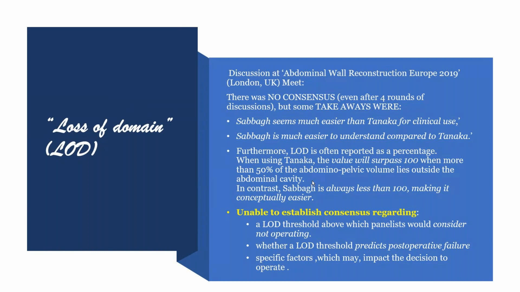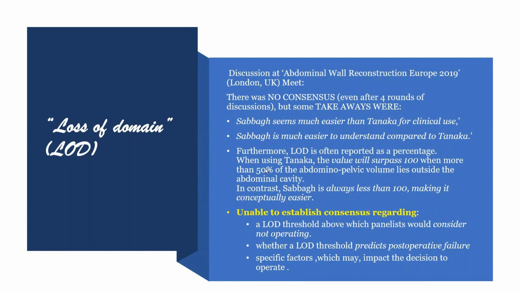There is no threshold level above which the panelists would agree on not operating on a patient. Number two, does the loss of domain predict postoperative failure? I would like to know that if the patient in front of me has a loss of domain of, let's say, 30%, would my operation on that patient result in a recurrence at a later point of time? That is what postoperative failure would mean. I would not be able to address that, because I do not have specific guidelines which tell me that, look, over 30% do not operate. Why? The chance of killing the patient, the chance of postoperative failure.